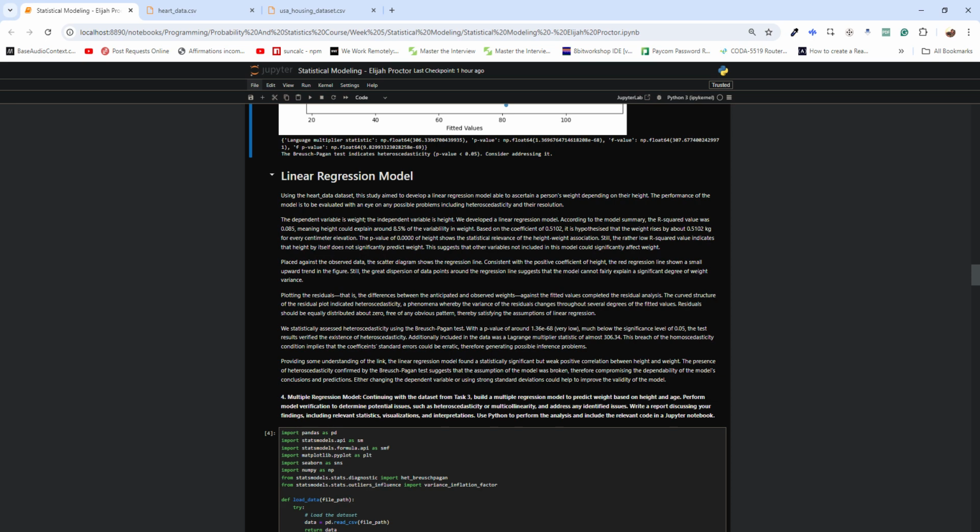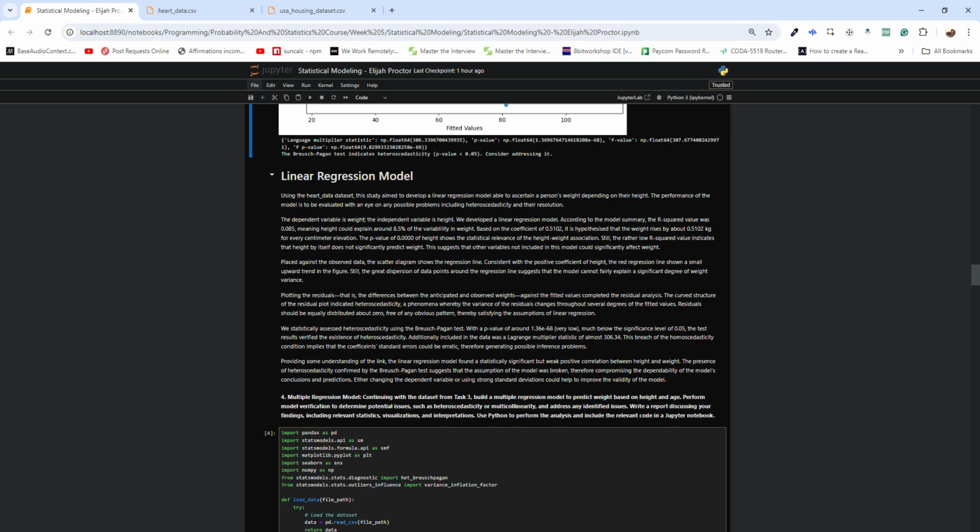Further analysis revealed issues with the model. In this case, heteroscedasticity, which means the variability in weight predictions changes across different heights. This problem was confirmed by a statistical test, which showed a very low p-value, indicating that the assumption of consistent variance was violated. And this means that the model's predictions could be unreliable.